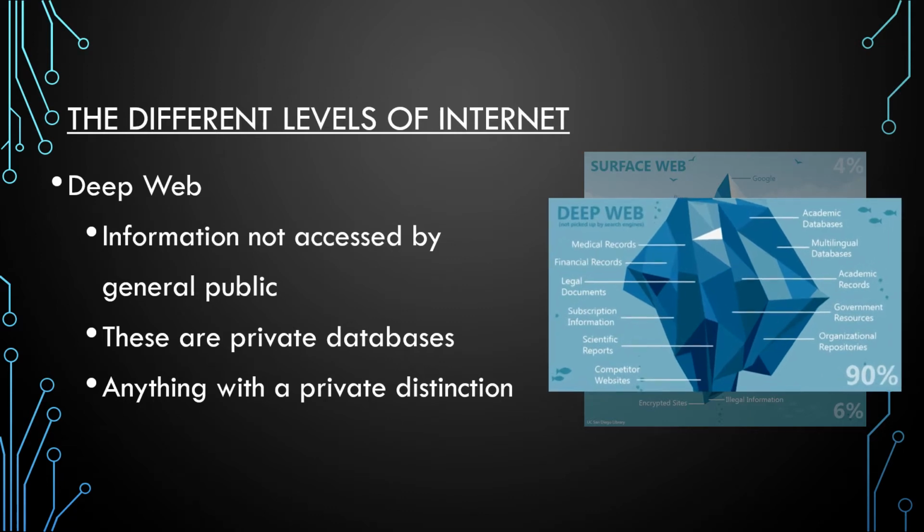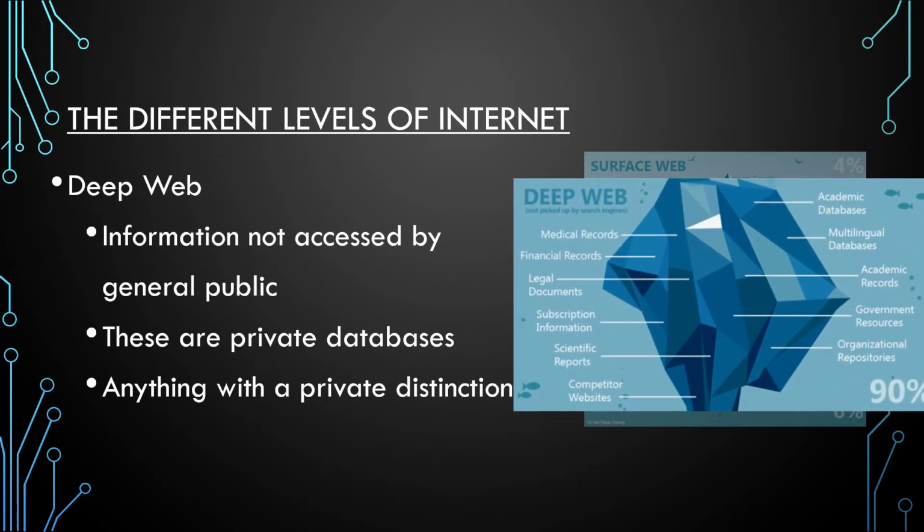The second level of the internet is the deep web. Now, this is information not accessed by the general public. This is private databases such as medical databases for doctors' offices or workplace databases for information such as for projects that companies are doing. This also includes anything with a private distinction on general websites. So like Facebook or other social media, anything with a private distinction is considered deep web because you can't find it with a general web search.